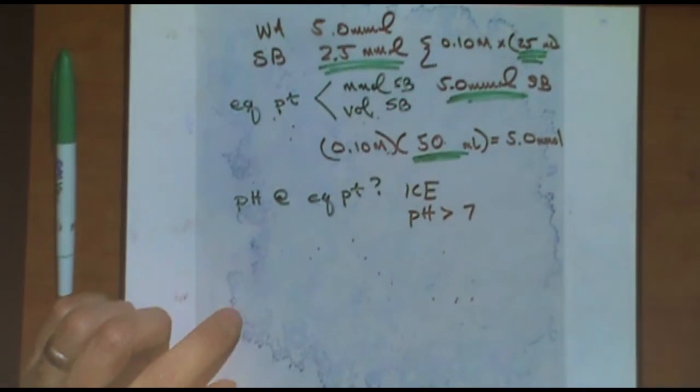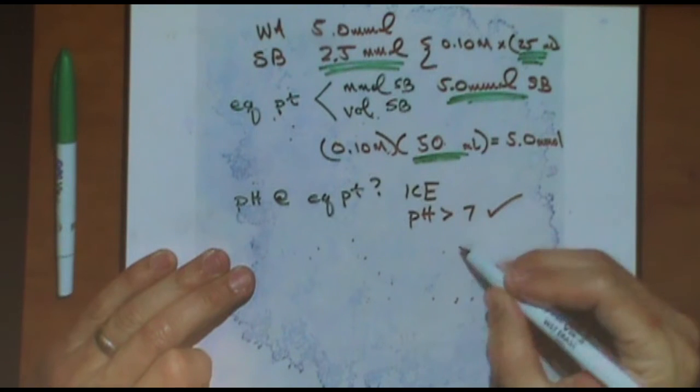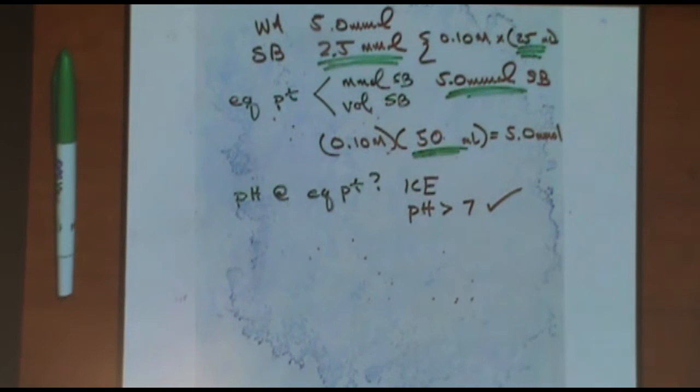Larger than 7, because you're going to run out of the weak acid and all that's left is the conjugate weak base. Okay? So expecting your final answer to be somewhere larger than 7. 8, maybe 9, depends on the concentration. Okay? So make sure you can do these sorts of things for the exam.